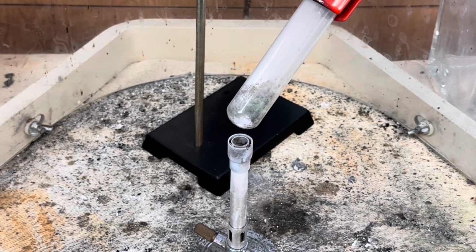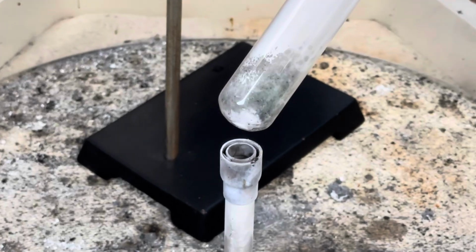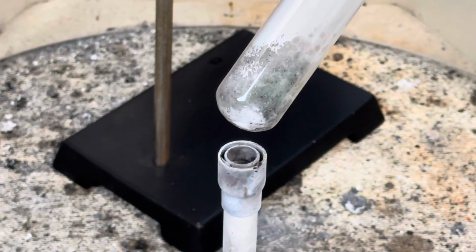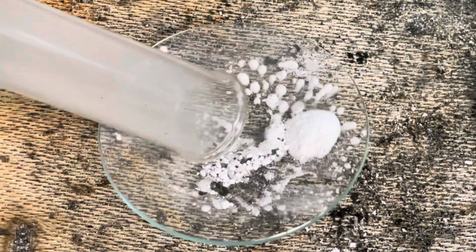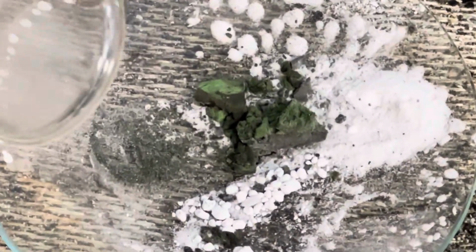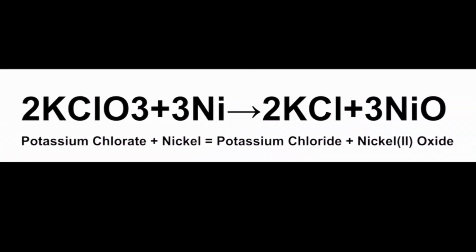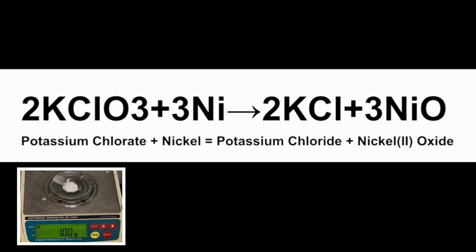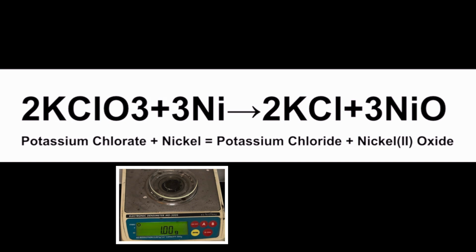And here's our product, potassium chloride and nickel(II) oxide. Here's the balanced equation for this amazing redox reaction. We start with the reactants, potassium chlorate and nickel. We have 2 moles of potassium chlorate, that's the 2KClO3, and 3 moles of nickel, that's the 3Ni.